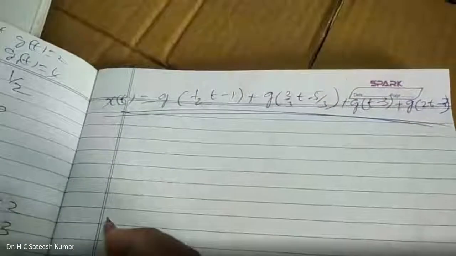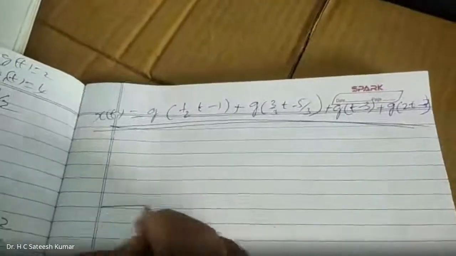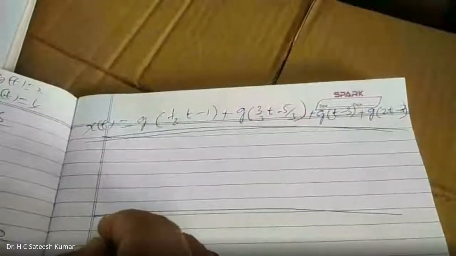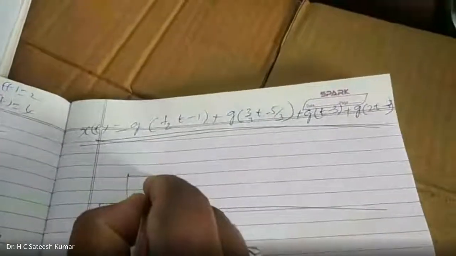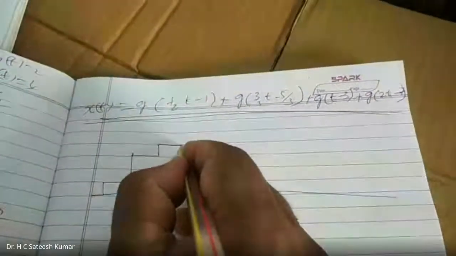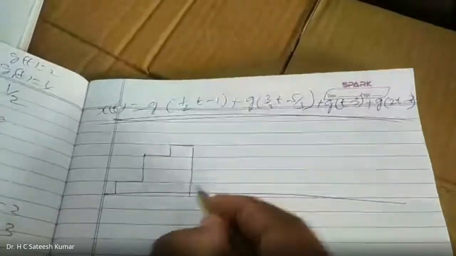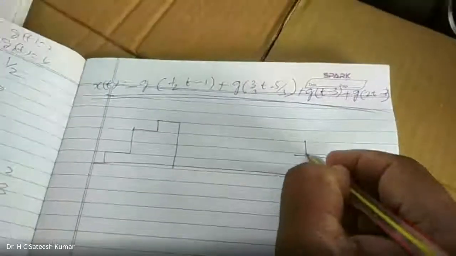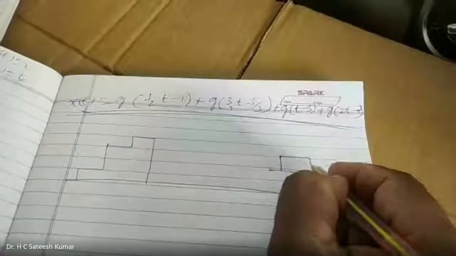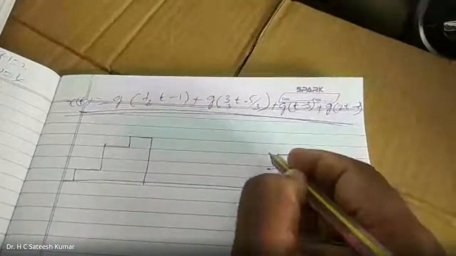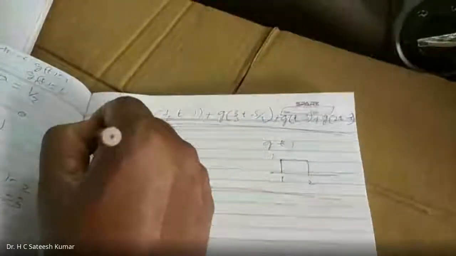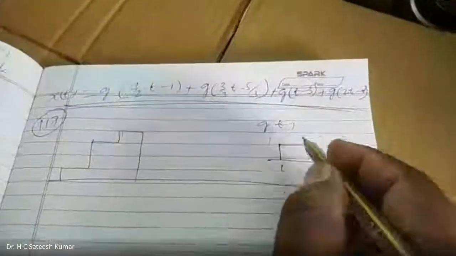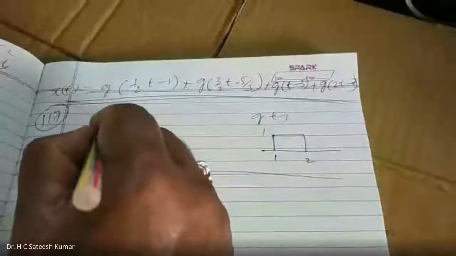We can take one peculiar problem. This signal is ranging from, let us say, 1 to 2. This is G of T. Next problem. Problem number 117. Now the signal is, this amplitude is 1, this is 3, this is 4.